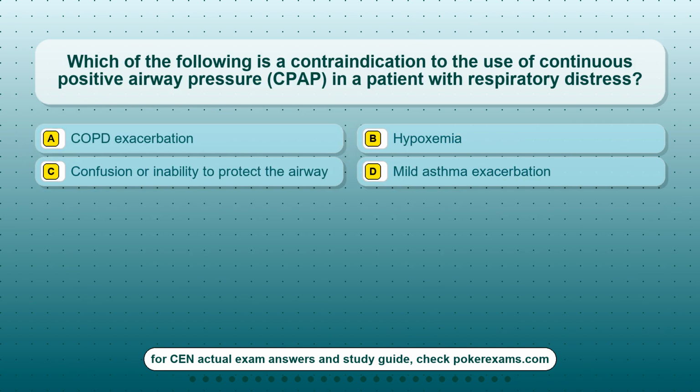Question 3. Which of the following is a contraindication to the use of continuous positive airway pressure, CPAP, in a patient with respiratory distress? Option A, COPD exacerbation. Option B, hypoxemia. Option C, confusion or inability to protect the airway. Option D, mild asthma exacerbation.